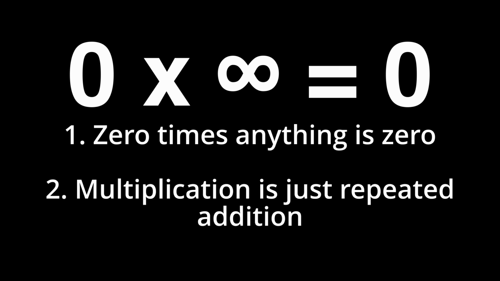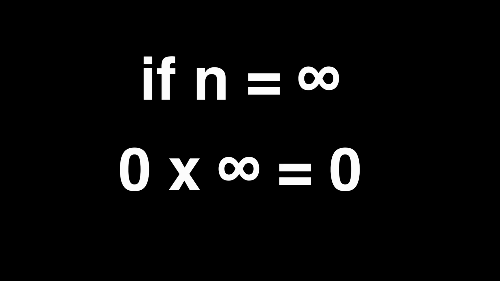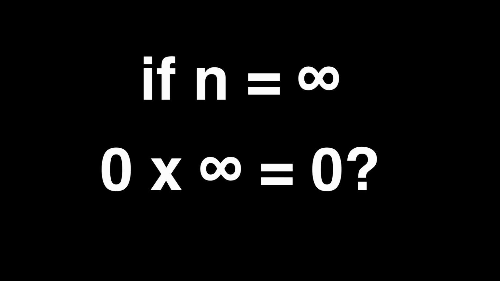I want to focus on two specific arguments for why 0 times infinity seems like it should be equal to 0, but isn't. Let's get started with the first one. 0 times anything is 0. So of course, by extension, 0 times infinity should also be 0, right? Well, not really. Turns out your first grade math teacher was lying to you.